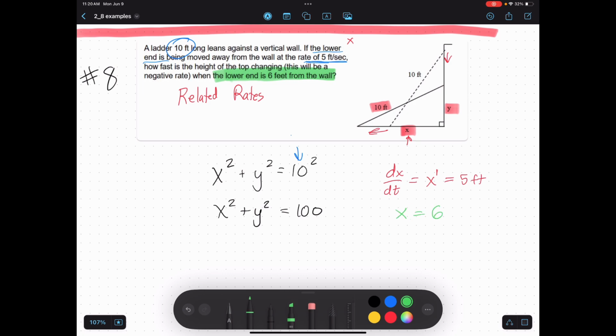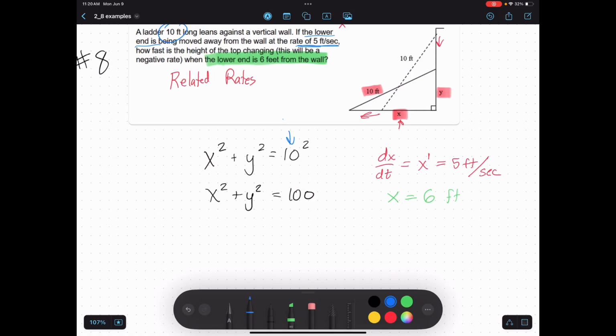Notice how that's not a derivative. That's just a distance. It's not a rate, it's just a distance. It's just an x value. Now, what are we searching for? Let's look at where the question is. How fast is the height of the top changing?